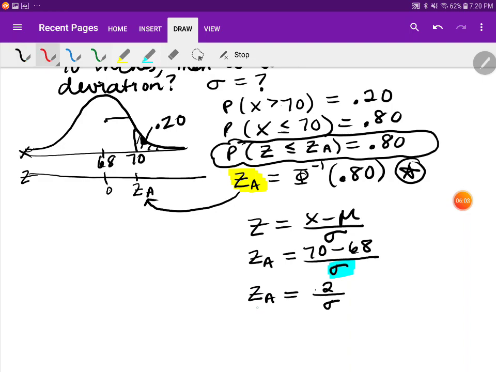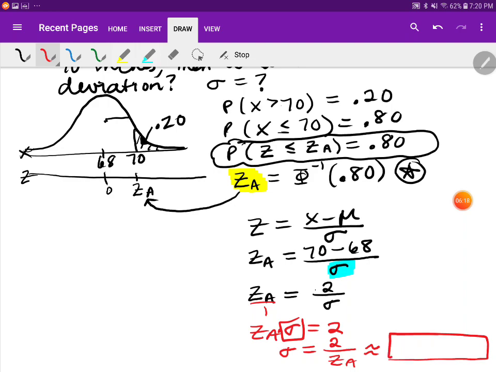I'm going to solve this by cross multiplying. So ZA times sigma equals 2. And then I need to solve for sigma. So sigma equals, how to get rid of the ZA? You divide. And then I can find this answer on my calculator.